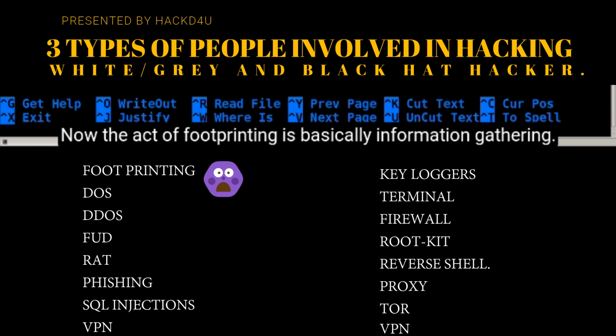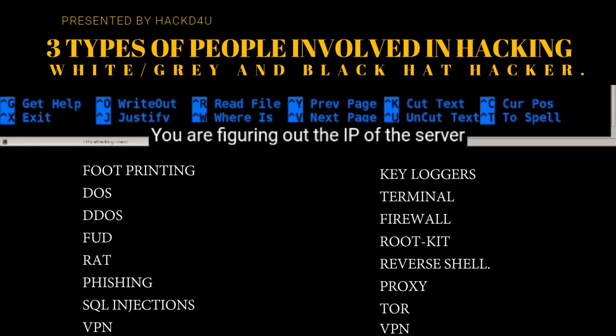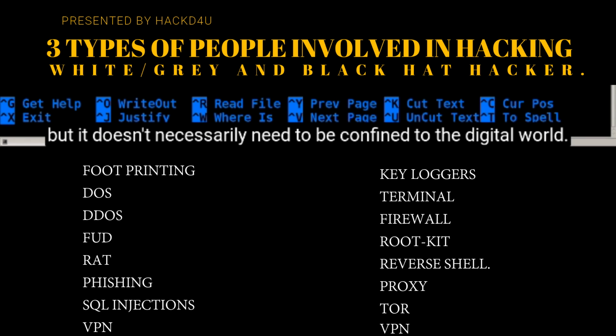In any case, down below you have footprinting. Now, the act of footprinting is basically information gathering. You're conducting some sort of reconnaissance work. You are figuring out the IP of the server, figuring out which ports are open, and with that you can conclude which services are running there.